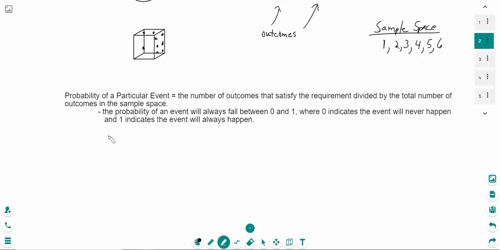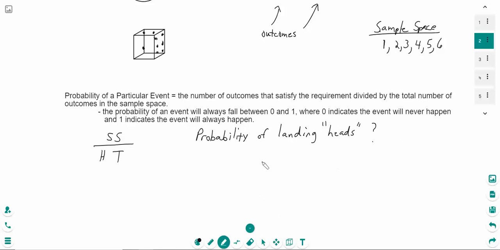I have my sample space, I'll just write that as SS, sample space. For the flip of a coin, I've got 2 outcomes. I've got a heads and I've got a tails. All right? Now, if I said, what is the probability of landing heads?